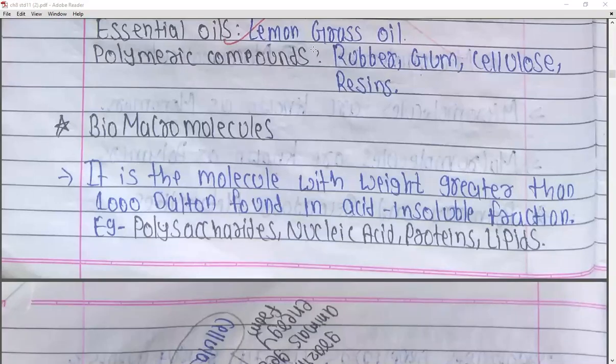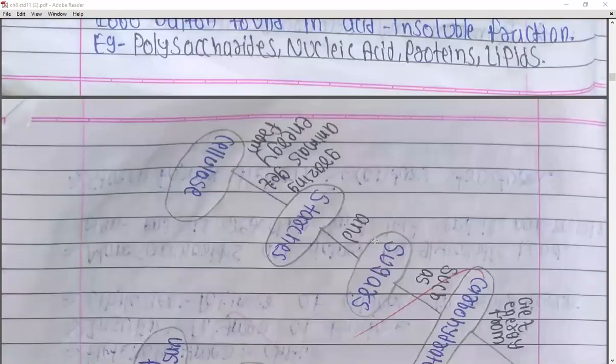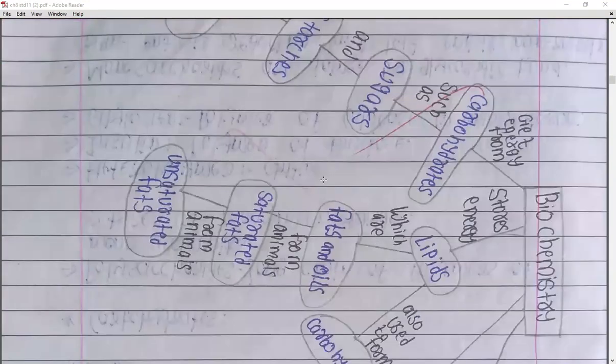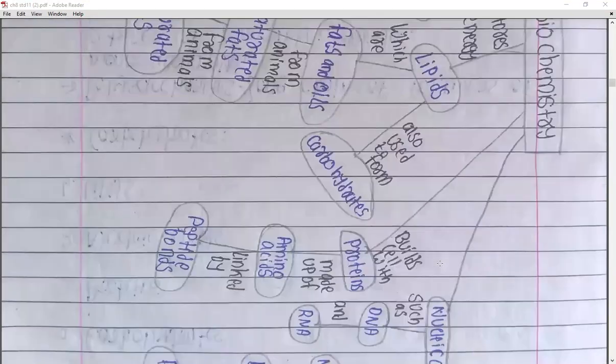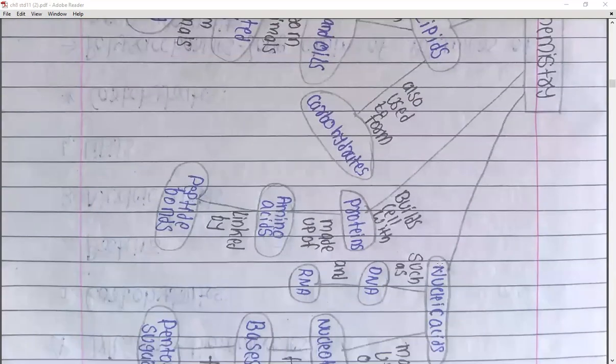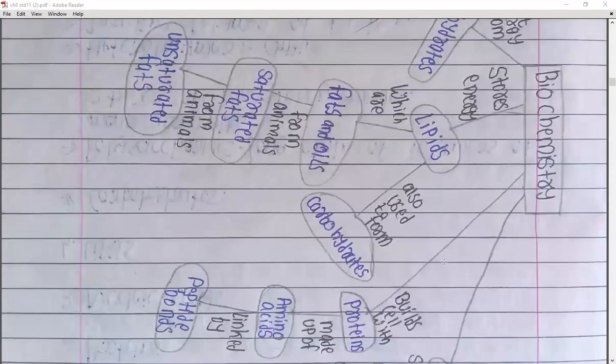Next, the examples of biomacromolecules are polysaccharides, nucleic acids, proteins, and lipids. So these are the examples of the biomacromolecules which are observed inside the body. Here you can see the whole flow chart which you are going to study in detail, and this flow chart talks about the different types of biomolecules.